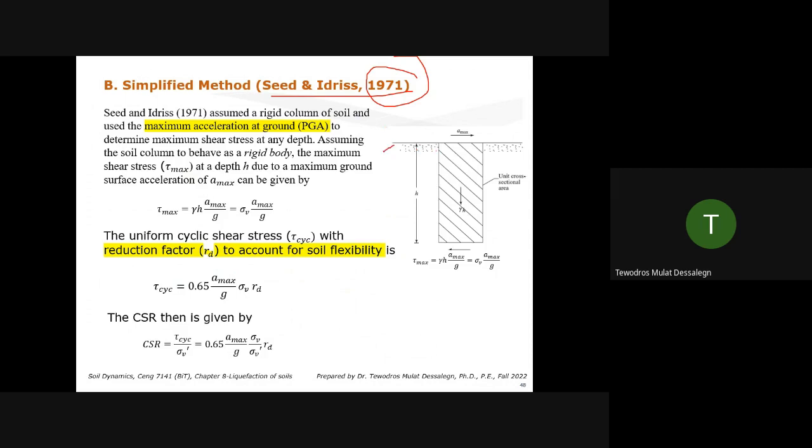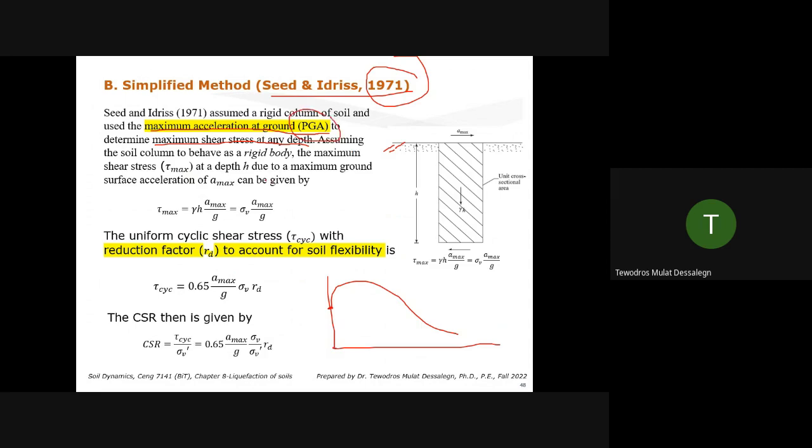This is the ground. They assumed a rigid column of soil and used the maximum acceleration, the peak ground acceleration, to determine the maximum stress at any depth. This is the ground, right? And during the earthquake, this thing is moving with the ground. The ground is, what did we say in ground response spectrum analysis? It's so rigid, right? So they are using the PGA. It's like the zero period acceleration. So that's okay to use.